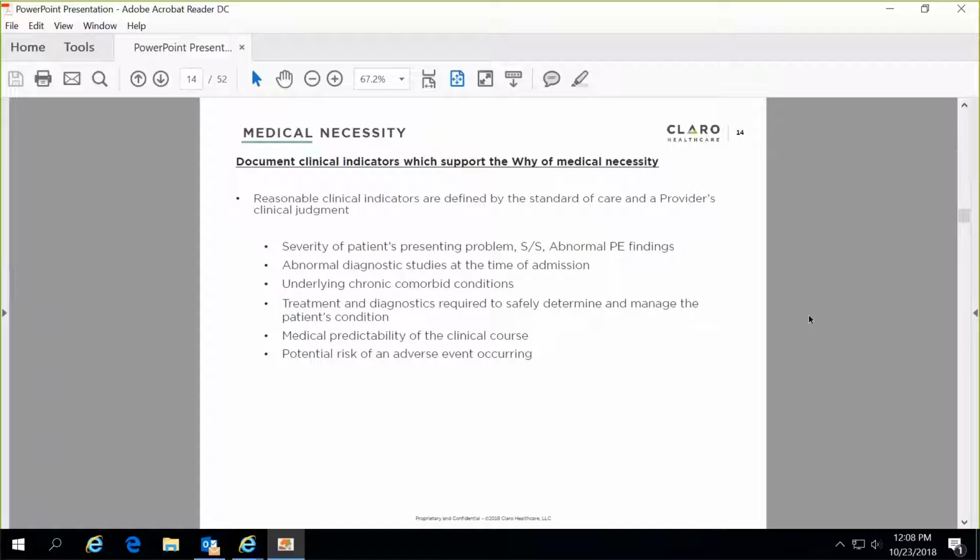So underlying chronic conditions, treatment, why are you ordering the test? What are your thoughts behind ordering the test? Sometimes we don't know, like, I don't know why he's ordering serial tests like that. Medical predictability of that clinical course and that potential risk and adverse events occurring for that patient. So that CVA patient, well, we want to monitor them. And the age of this patient and their presentation, we need to monitor their neural status closer, et cetera. So those are some of the things.